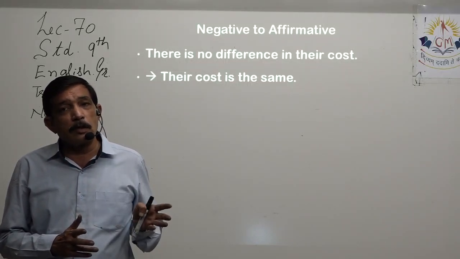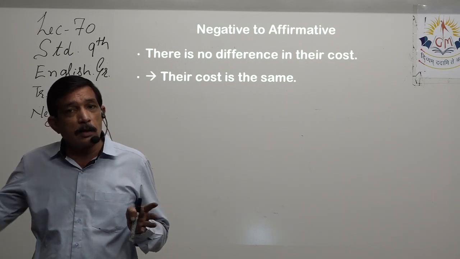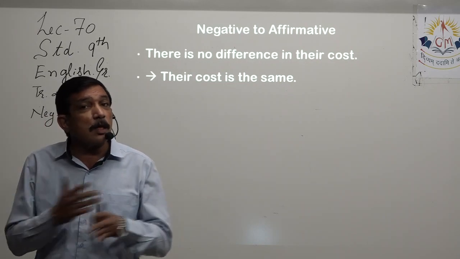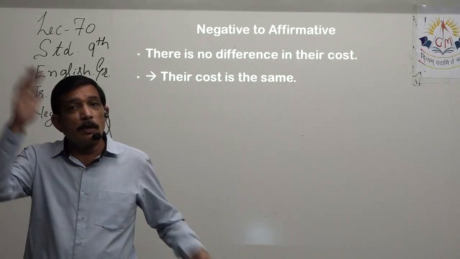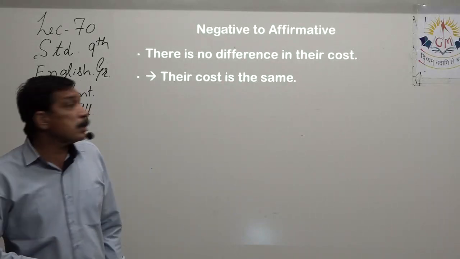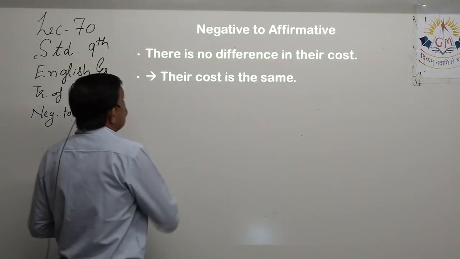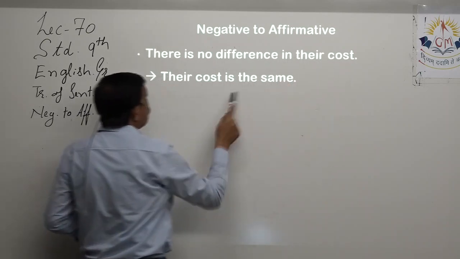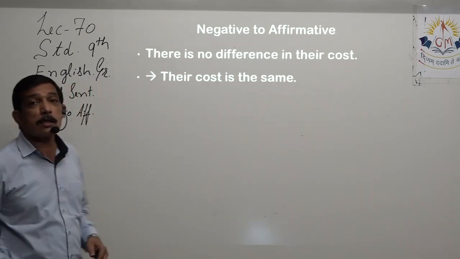That means this one is 12 rupees, that one is also 12 rupees, and that one is also 12 rupees, right? The cost is the same. You take a small one, big one, all the same. So the cost is the same. Yes, such a big question, very short and sweet answer. Cost is the same.